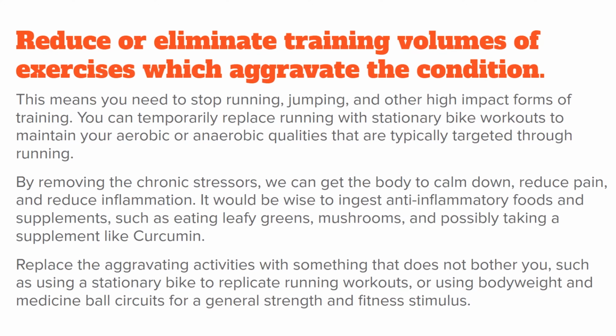All of these things are going to play a role in helping get your body to calm down a little bit and then get you to where you're able to actually work on improving your shin splints as opposed to just perpetuating the issue. We want to replace aggravating activities with something that does not bother the shins very much, such as using, like I said, a stationary bike to replicate running workouts, using body weight circuits, med ball circuits to work on general strength and fitness, those sorts of things.